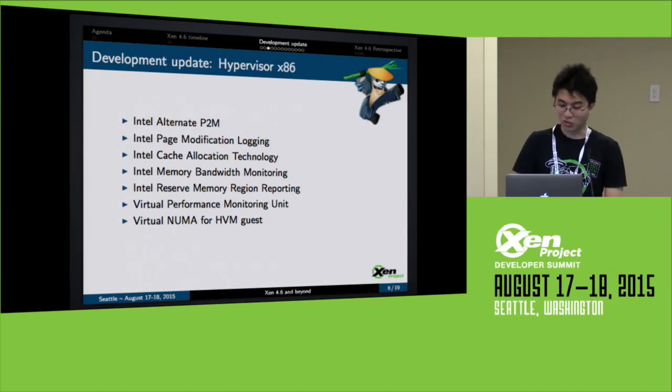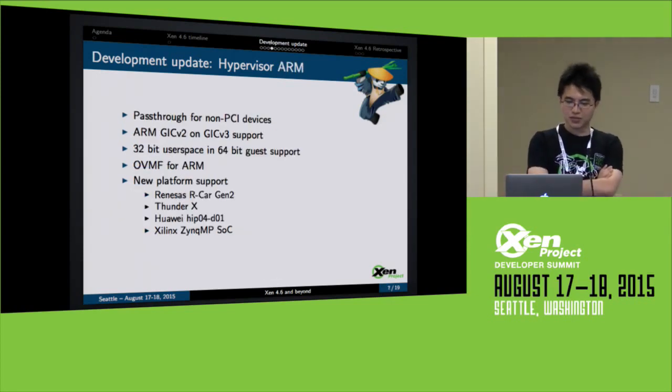The next thing is virtual performance monitoring units, which is contributed by Oracle, that allows you to profile the hypervisor and the guest with the perf tool included in the Linux kernel, but that perf part is not yet there, which is under development. And then the final thing is the virtual NUMA for HVM guests, which allows you to conjure up a virtual NUMA topology for the HVM guest.